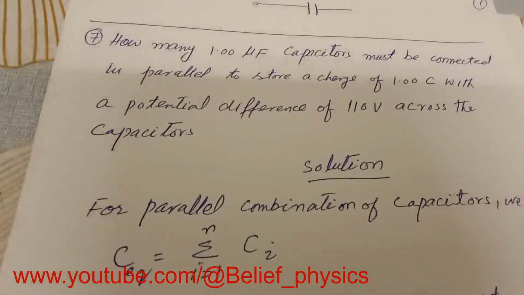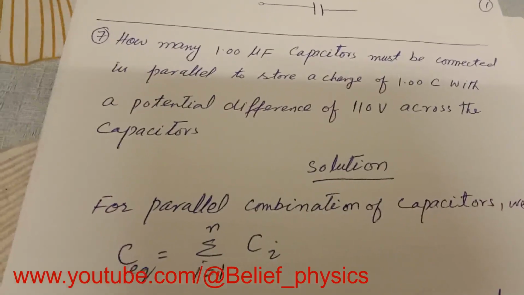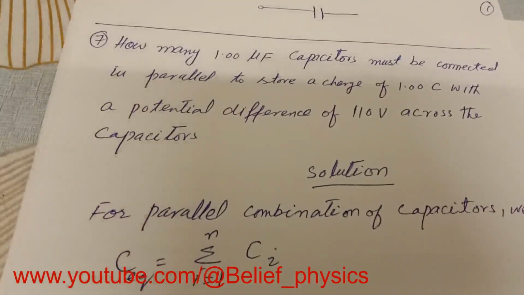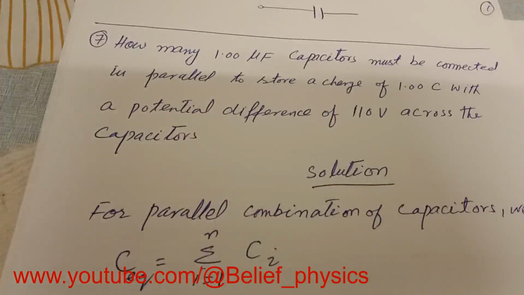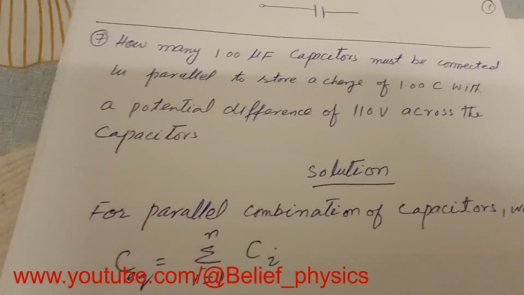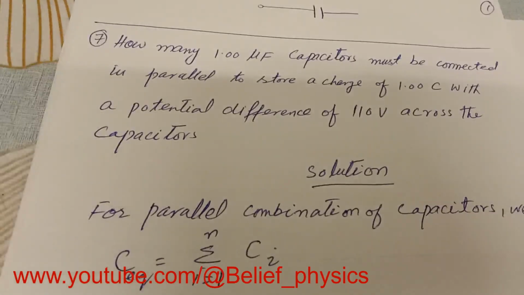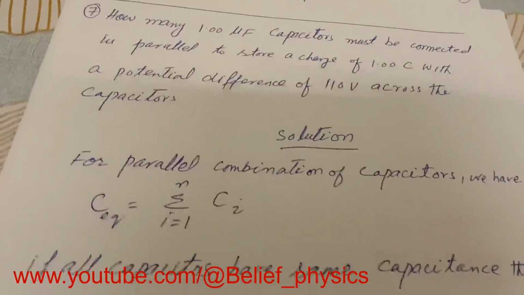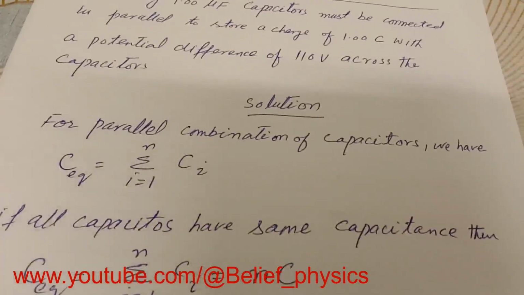The seventh problem is: how many 1 microfarad capacitors must be connected in parallel to store a charge of 1 coulomb with a potential difference of 110 volt across the capacitors? So let's solve it. Actually we have to find the equivalent capacitance of the capacitors connected in parallel, so we will use the formula for the parallel combination of capacitors.